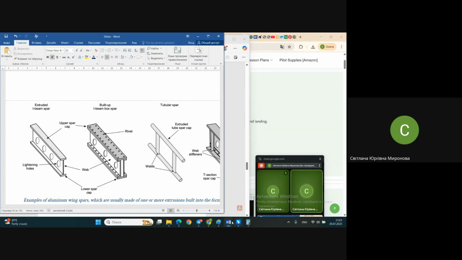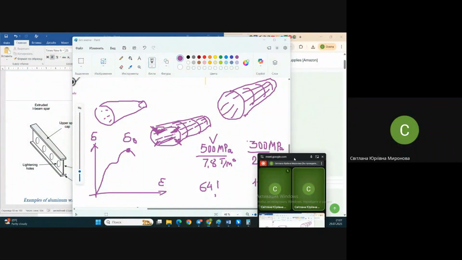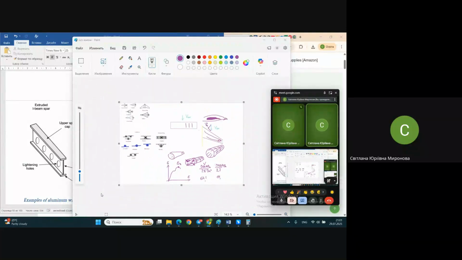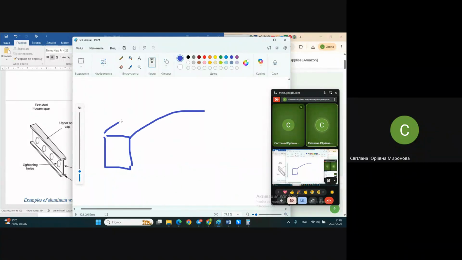Once again we come to the drawing. I hope I'll be successful in this drawing right now and may explain it properly. I trust you already know mechanics of materials, so you may understand it.